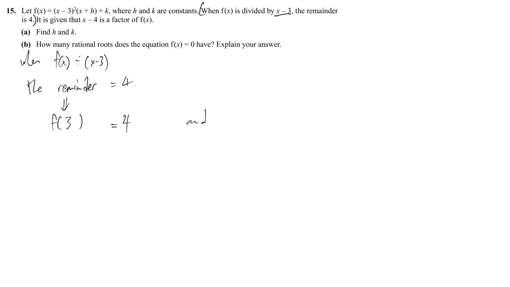And at the same time, they tell us another equation: when f(x) is divided by x minus 4, it is a factor. That means the remainder is 0. So f(4) is equal to 0. They just use two sentences to give you these two equations, and then you're going to solve the equations.